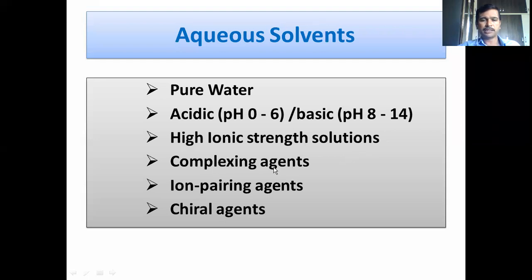And if some analytes need to be avoided from the extraction process, we will be using complexing agents or ion pairing agents or chiral agents. If you use these agents, they will react with the complexing metal or complexing species which is present in the mixture. So that will form a complex and be retained in the aqueous layer, and the remainder will pass into the organic layer, or vice versa. Complexes may be insoluble in the aqueous layer, but they may be soluble in the organic layer.